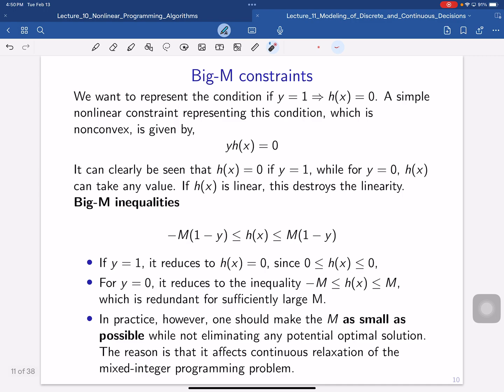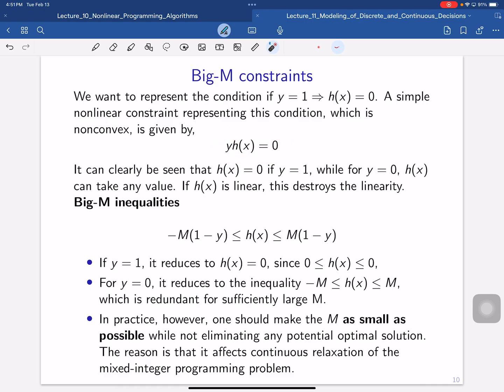Yeah. So here's another application of a binary constraint, which we call big M constraints. You will see that quite often in the applications of mixed integer linear programming. So let's suppose we want to represent this logic here. If y equals 1, then I want to enforce an equality constraint. Suppose h(x) equals 0 is a simple nonlinear constraint representing the condition. And then we can represent this logic using this nonlinear equation here.